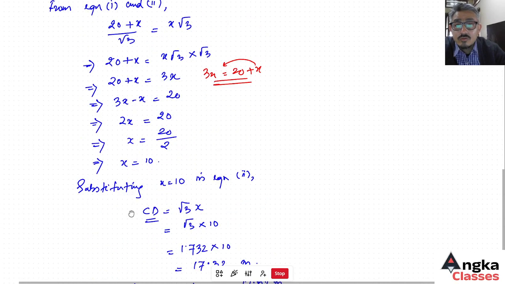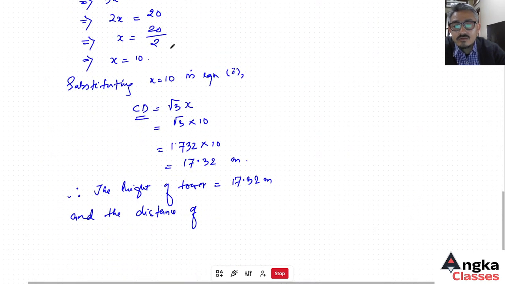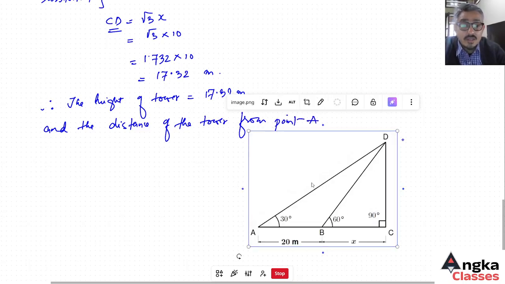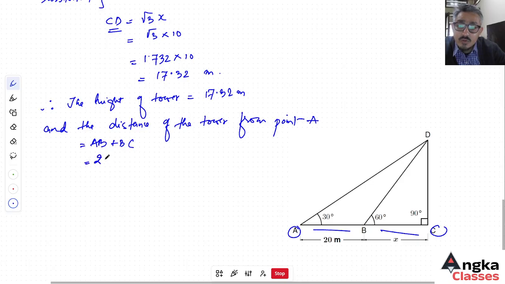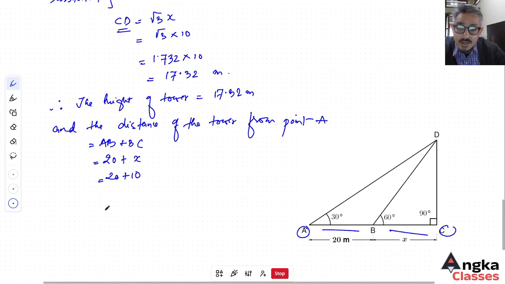Now the second part: the distance of the tower from point A. The distance of the tower from point A, that is C, is AB plus BC. AB is 20 and BC is nothing but x, which is 10. So 20 plus 10, and we have 30 meter.